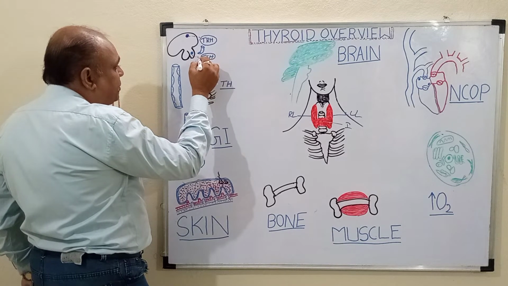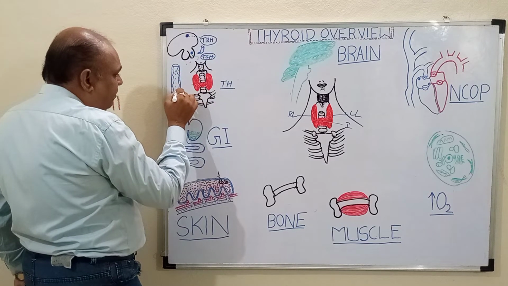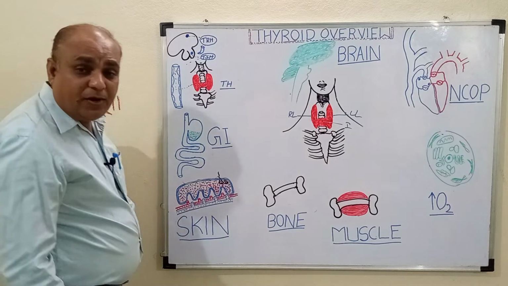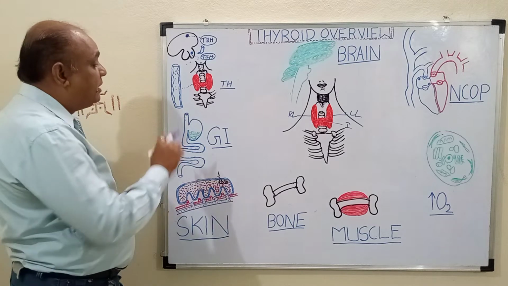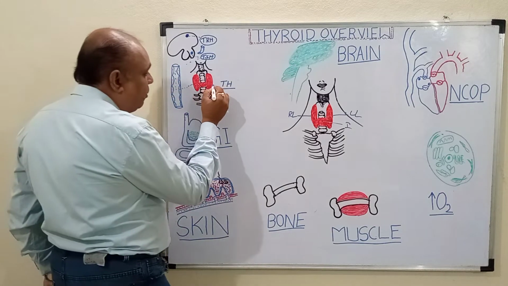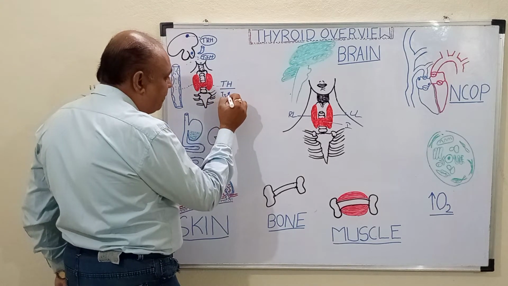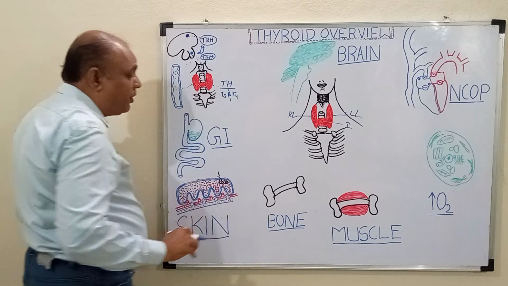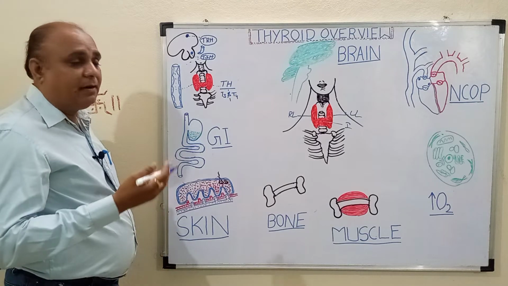Now, this thyroid stimulating hormone reaches the thyroid gland through blood vessels. The thyroid gland is formed with follicular cells. This thyroid gland secretes thyroid hormone, which we call T3 and T4. T3 is triiodothyronine and T4 is thyroxine or tetraiodothyronine.